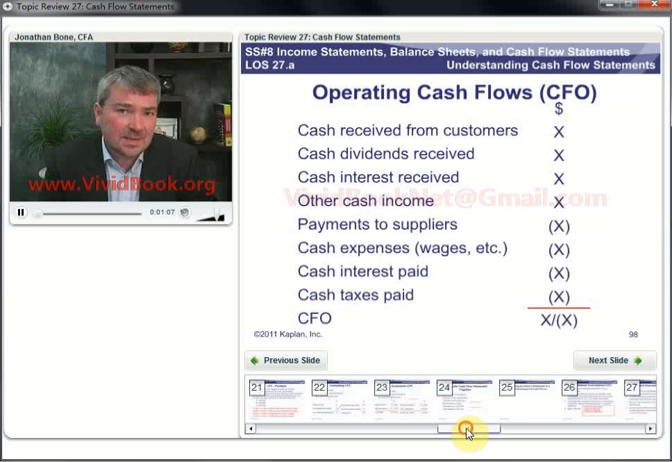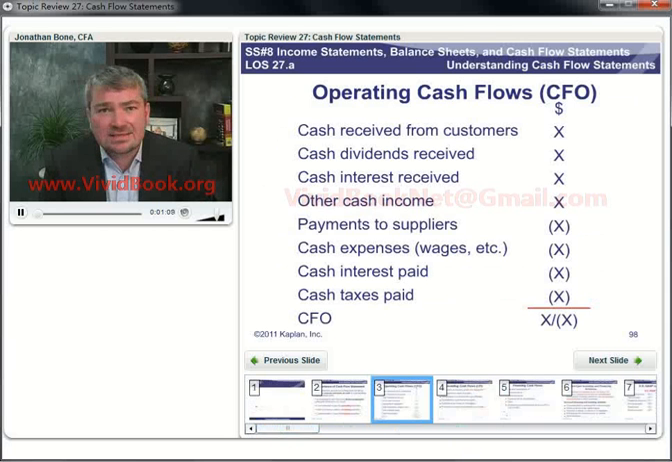your day-to-day business operations. So the cash collected from customers, dividends received, interest received, any other cash income like rentals, etc., payments to suppliers, cash expenses on your day-to-day business operations like wages, like rents, like audit fees, etc., any cash interest paid, and also cash taxes paid.